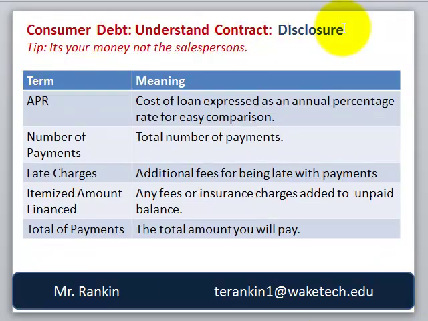Understanding the contract. First of all, there are a couple things that must be disclosed in every contract. First of all, the annual percentage interest rate has to be disclosed to you. The number of payments of the loan, if there are any late charges, if there are any fees, and then what is the total amount you will pay in principal and interest throughout the loan. You need to understand all of these 5 things that are disclosed.